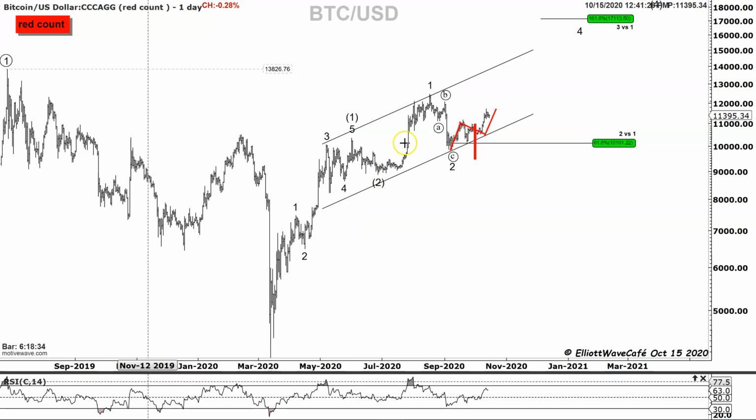So overall, if this pattern still remains valid as a 1-2 and another 1-2 from these highs, then this third of a third has to be pretty aggressive. Now, I'm not super happy with the way the move started in here.